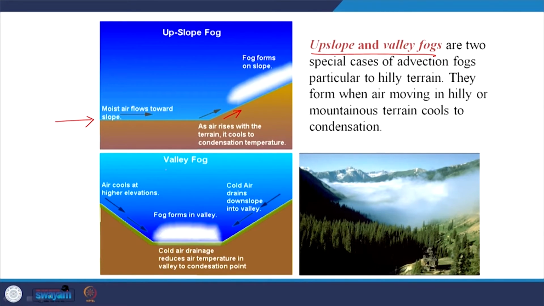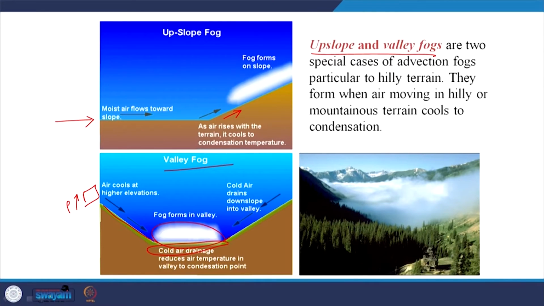And valley fog is another type of fog, as you see in this picture. There is an air mass here. Air cools at higher elevations. As it cools, the density increases, of course. So it has the natural tendency to occupy low altitudes, right. This elevation also supports this. As it cools at higher elevations, it condenses near the valley, whereby you see a particular type of cloud which is called valley fog.